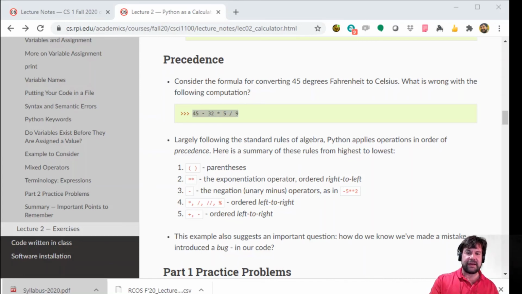And then after that, only after we've done all of these do plus and minus actually come into play, which can be a little confusing when we have the negation, the unary minus, having this high precedence, and the arithmetic minus having a much lower precedence.